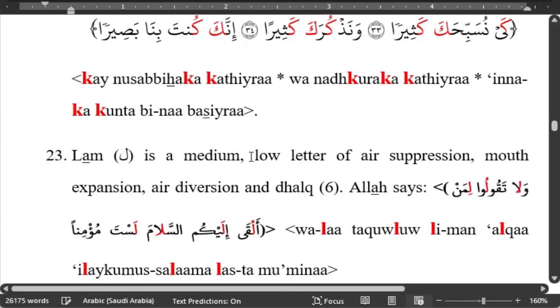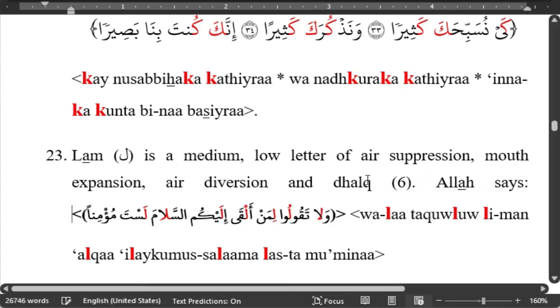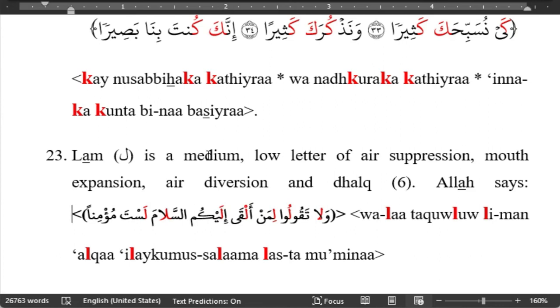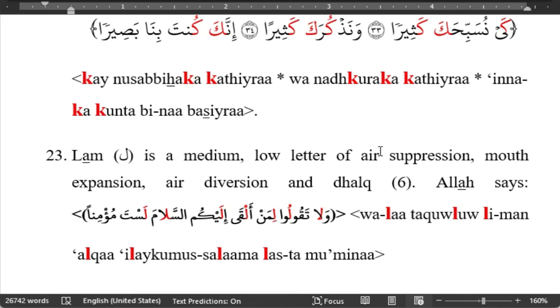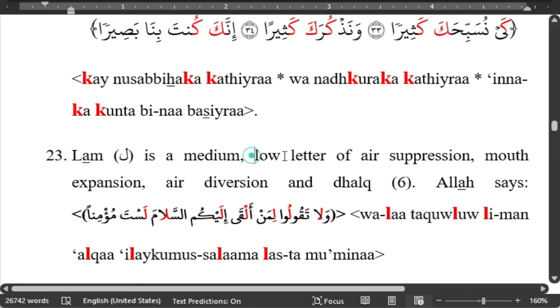Lam is a medium low letter of air suppression, mouth expansion, and dhalq, being on the edge. So medium, it's not a strong letter that stops the sound, and it's not a gentle letter that doesn't stop the sound. It's in between. Low letter, so the tongue doesn't go up.